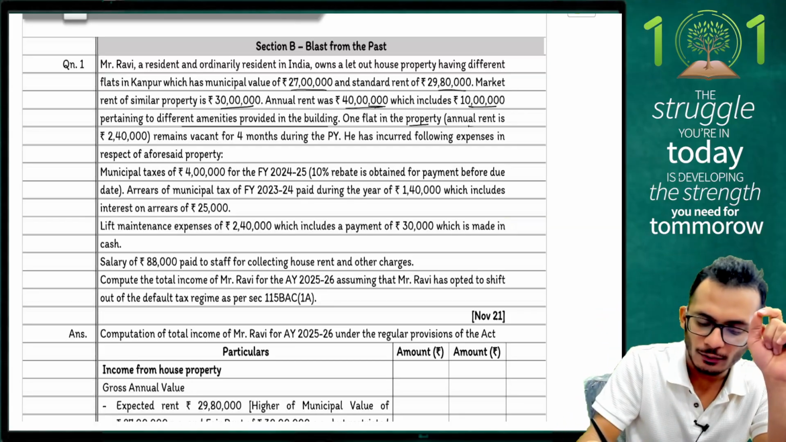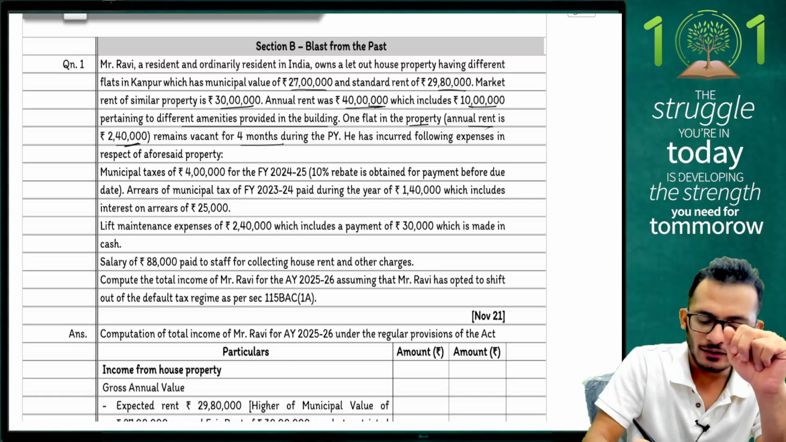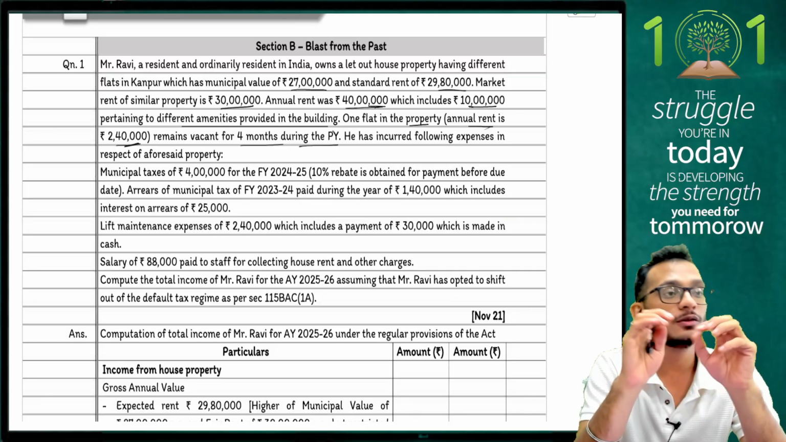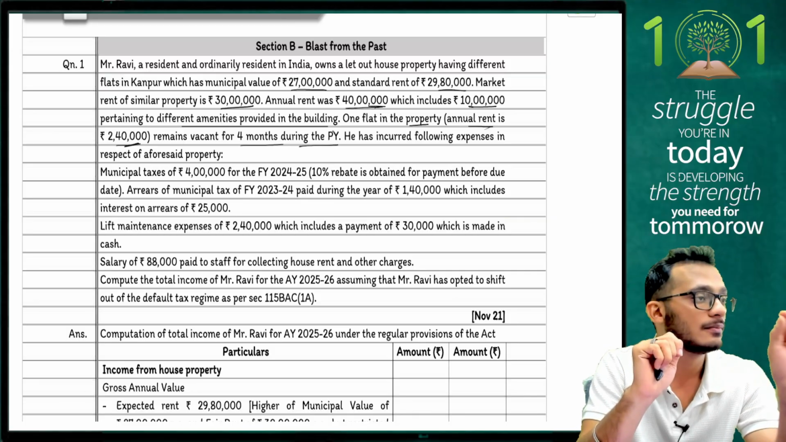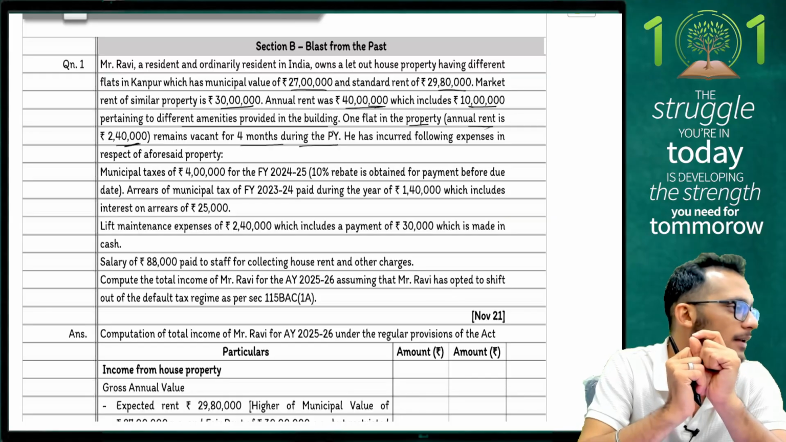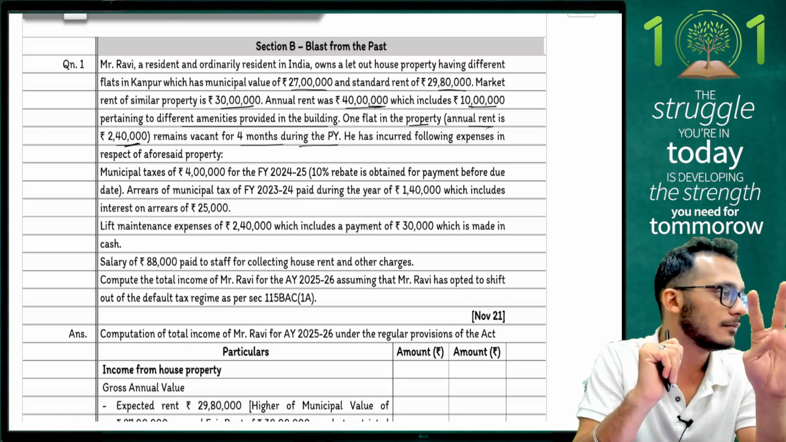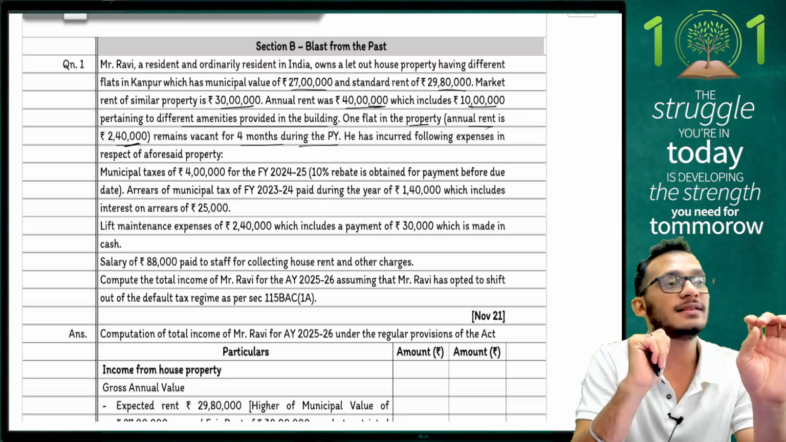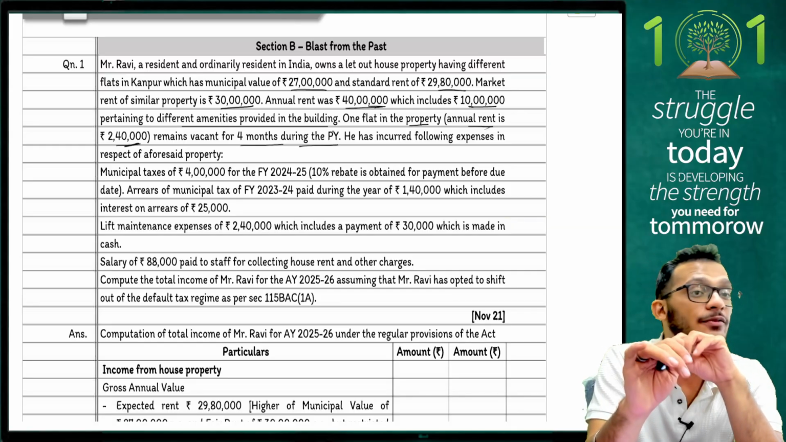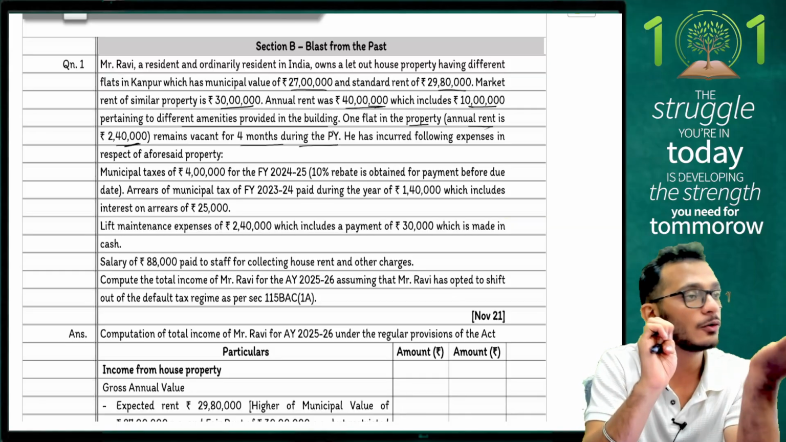One flat in the property, whose annual rent is 2 lakh 40, remains vacant for 4 months during the year, which means there is a vacancy loss. Now look at this carefully. The 2 lakh 40 is the annual rent, which means this is rent which you did not receive for 4 months. Did you not receive it only for the house, or for house and amenities? House and amenities.